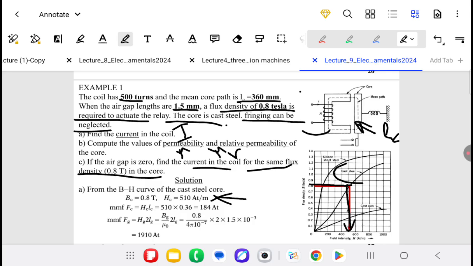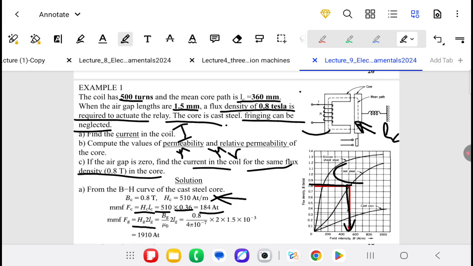Now we can calculate the magnetomotive force of the core, which is equal to H core times L core. We have H core from the BH curve, 510, and the length of the core, 360 millimeters, or multiplied by 10 to the power negative 3, which is 0.36. 510 times 0.36 gives 184 ampere turns. For the second part, the air gap, we have two air gaps, so we multiply by 2.